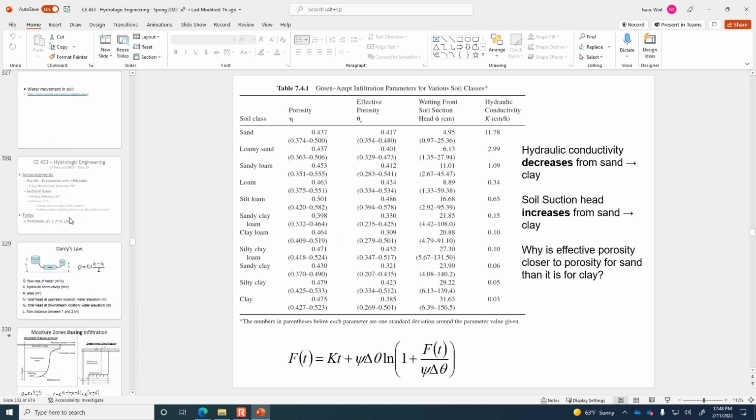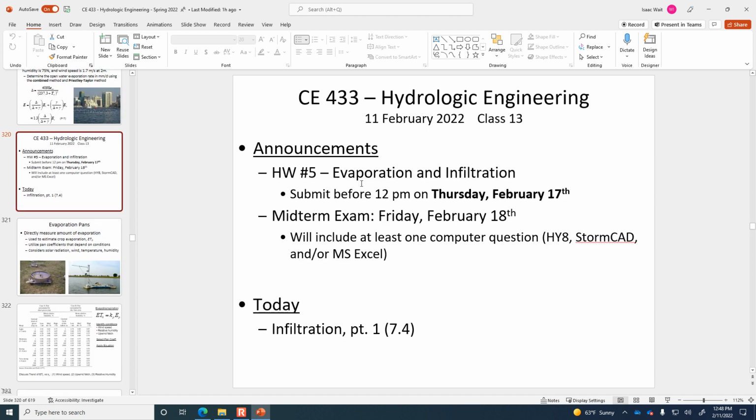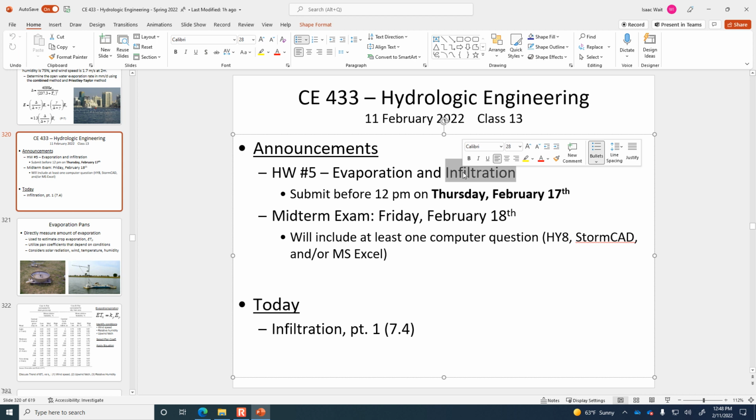Just remember that the assignment that you're working on right now includes both evaporation and infiltration stuff. And so we've covered all of the things that we're going to talk about for evaporation. This evaporation assignment, it's more than just plug and chug into equations I've shown you before. It requires a little bit of application.